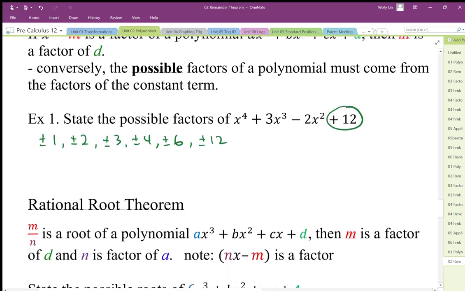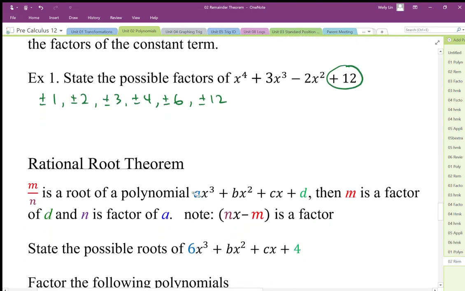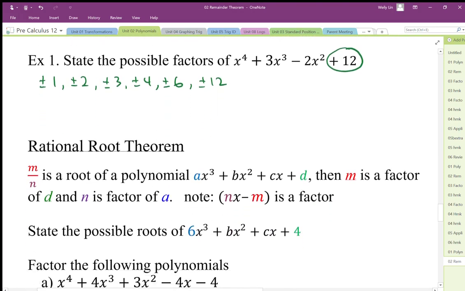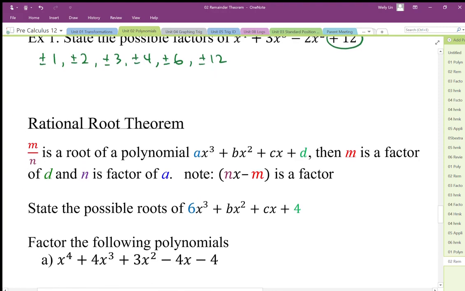Now what happens if we have this a in front? Well, with the a in front, we have to worry about possibilities of rational roots. So we can have factors that look like this, nx minus m, and the root is always the back divided by the front. So I'm going to write it this way. It's always back divided by the front.